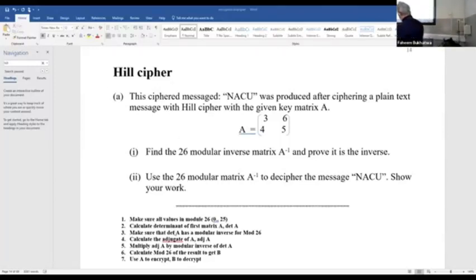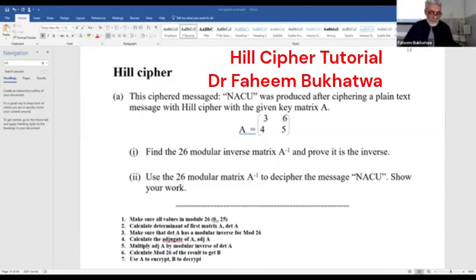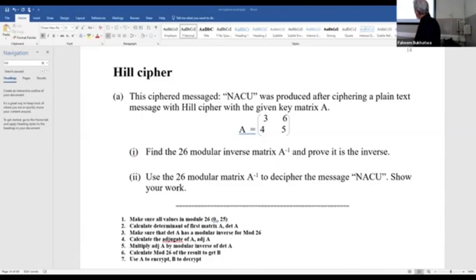This is a typical example of what you might get in an exam. The question says the ciphered message NACU was produced after ciphering a plain text message. So a plain text message was encrypted using the matrix 3, 6, 4, 5, and it produced the ciphered text NACU.